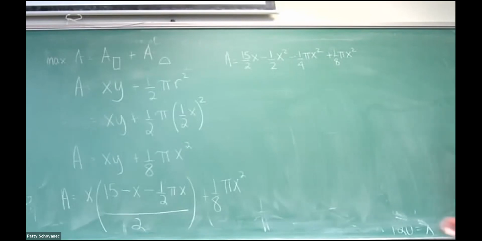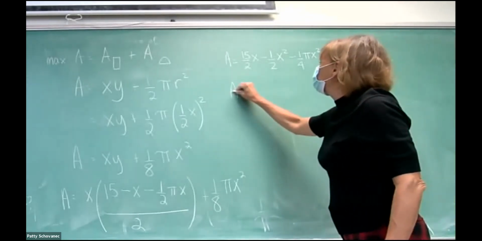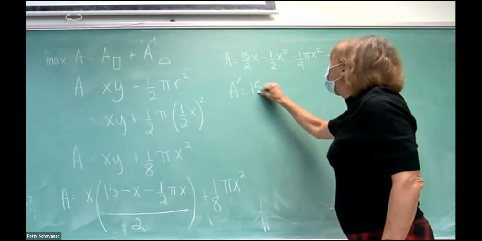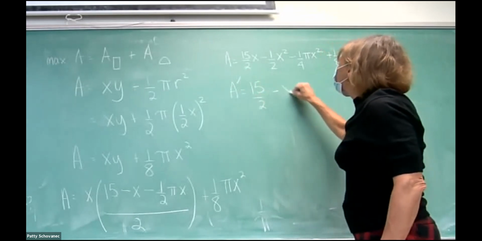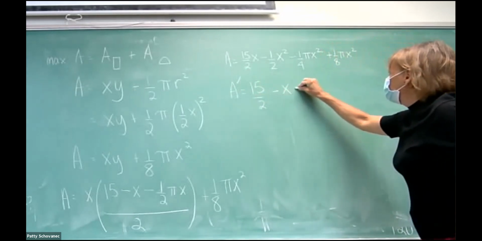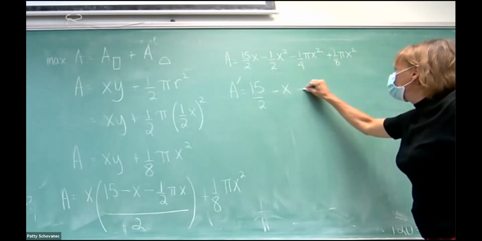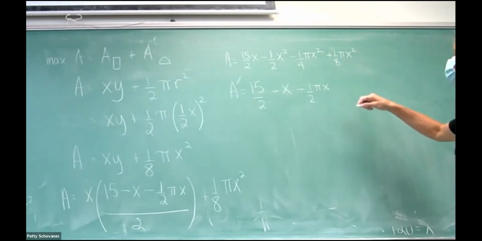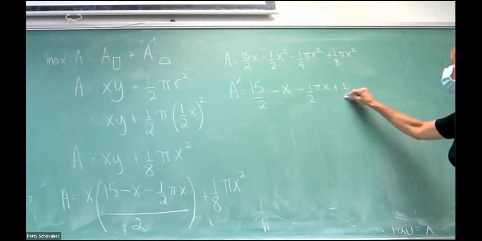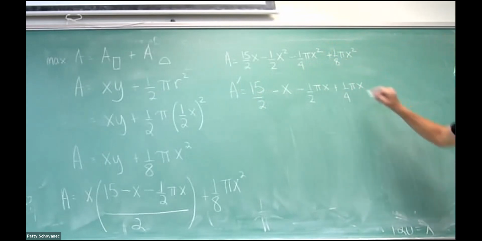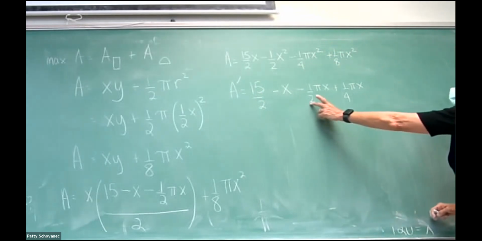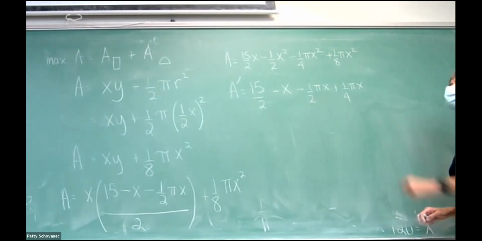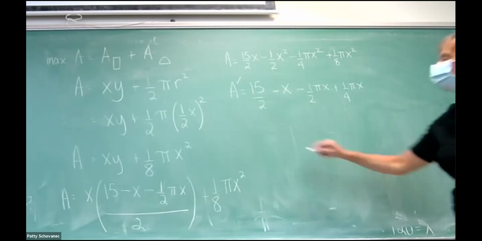You're going to get a funny looking critical number. Here's the derivative. 15 halves here, minus x. 2x times 1/4 is 1/2, so minus 1/2 pi x. 2 times 1/8 is 1/4, so I have 1/4 pi x. So I take a negative 1/2 pi x, add it to a 1/4 pi x, and get a negative 1/4 pi x.